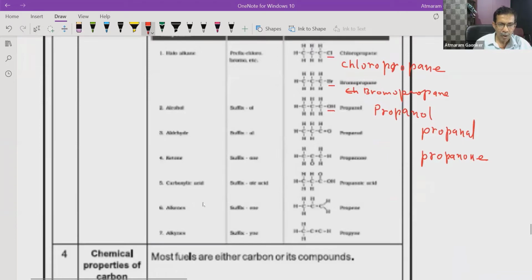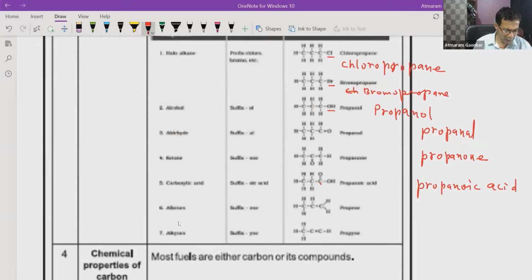Similarly, when carboxylic acid is there, COOH, here last one is COOH. So this is called propanoic acid, OIC acid, propanoic acid, butanoic acid, methanoic acid, and so on.